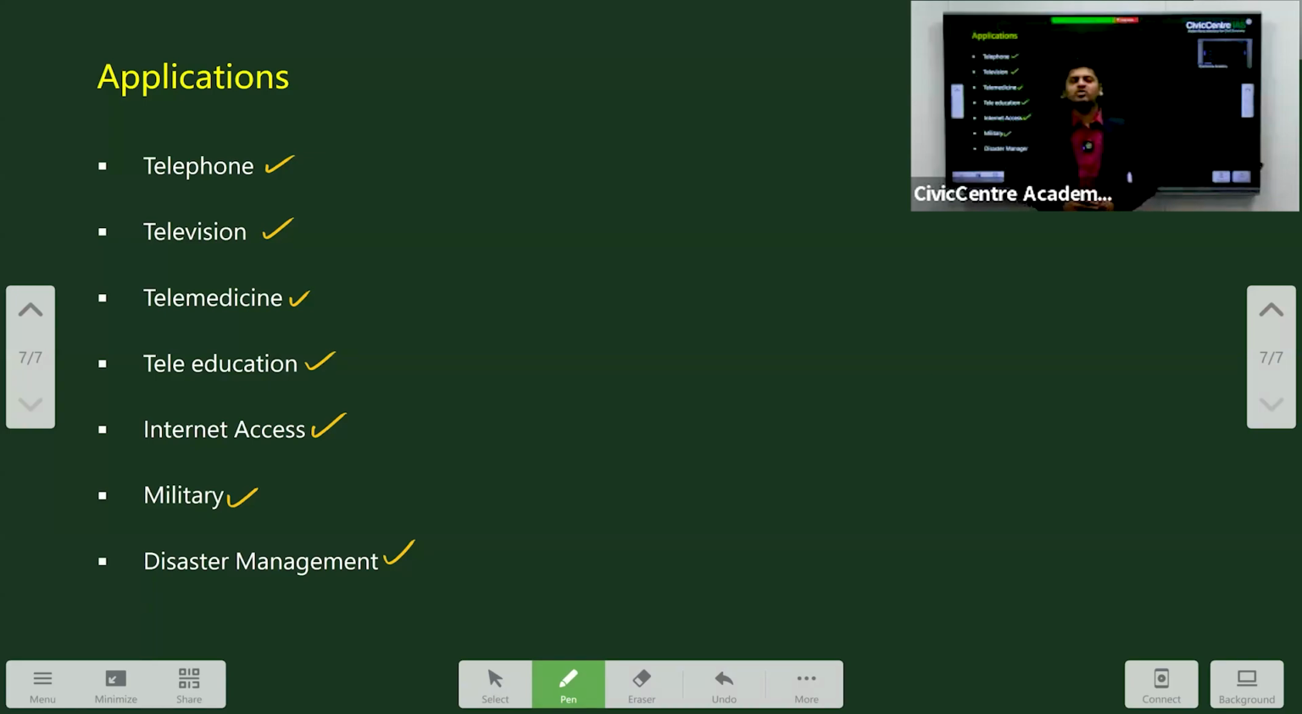So in this video, we have seen what communication satellites are, how they work, the different one-way and two-way communication, and also the various parts of a communication satellite. Lastly, we have seen the applications of communication satellites.